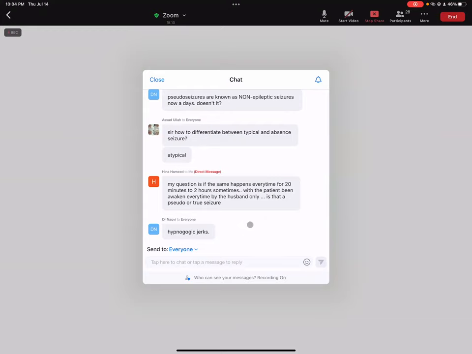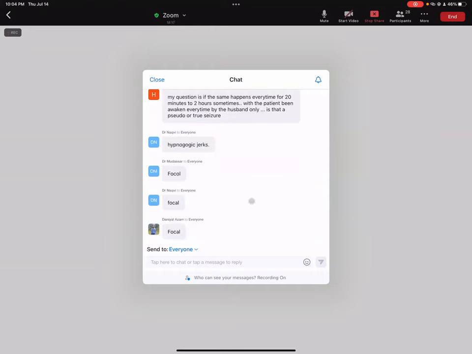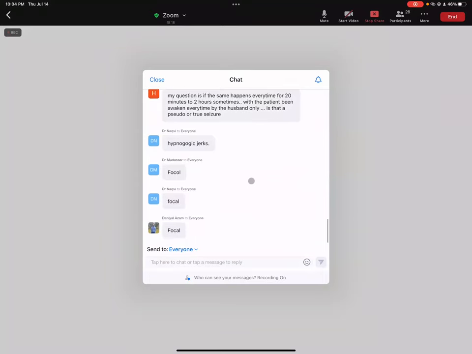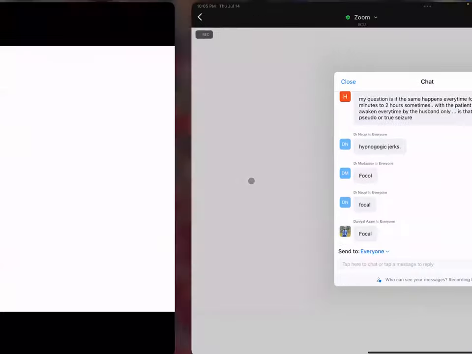Anyone? Yeah, absolutely. It is a focal seizure. We'll come back to the question of Dr. Hina later on.